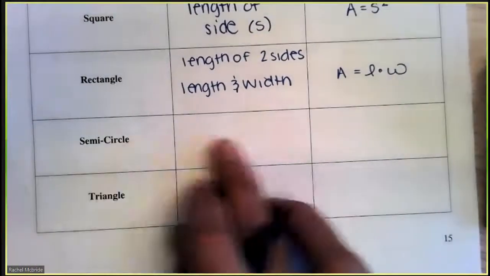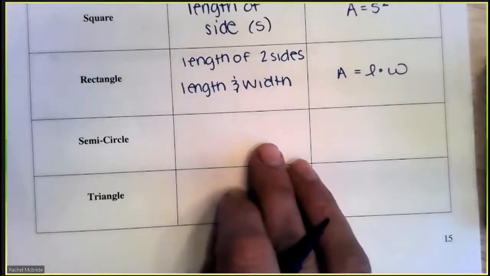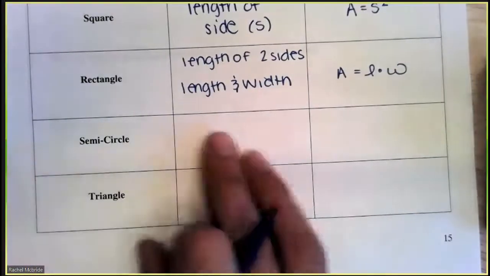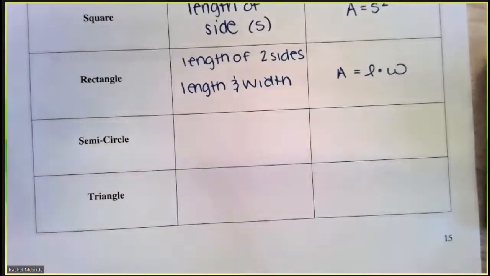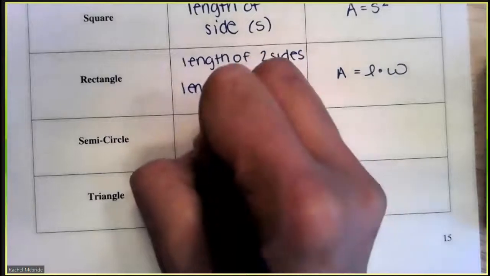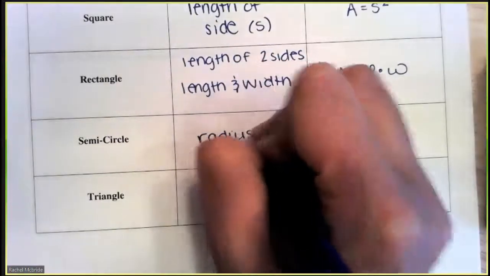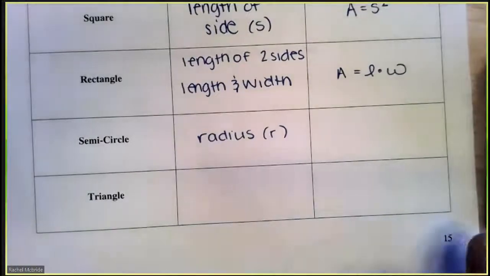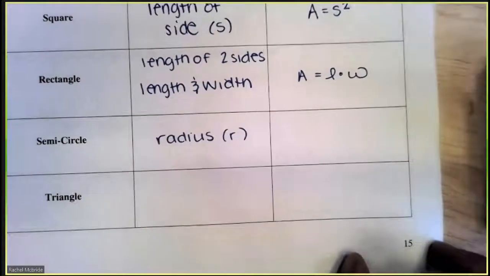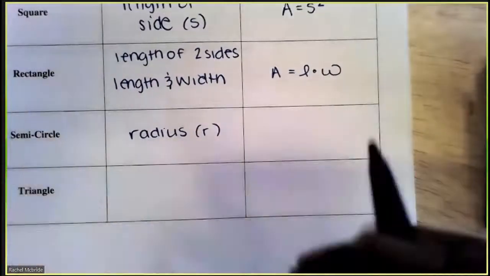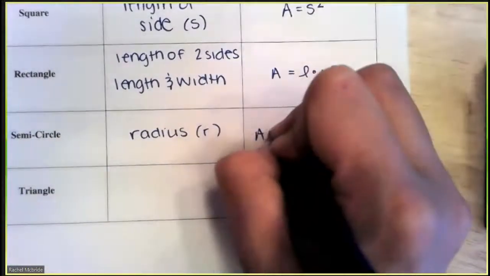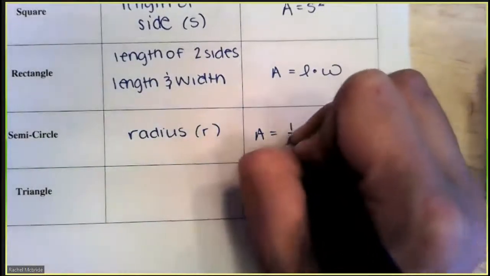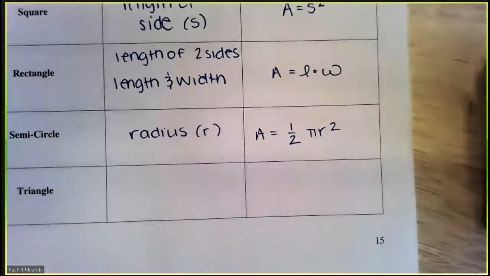If you want to find the area of a circle, then you need its radius. If you want to find the area of a semicircle, you still need its radius. Now you could be given a diameter, because a radius is just half the diameter, so if you're given the diameter, you're still pretty much given the radius. The semicircle is half of a circle. So the area of a circle is pi r squared, and the area of a semicircle is 1/2 pi r squared.